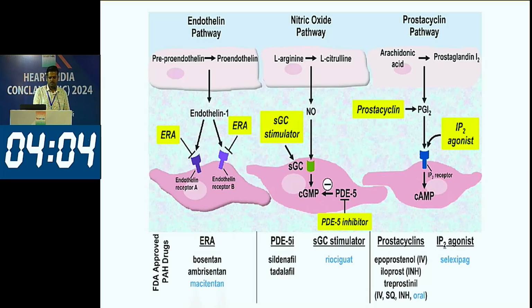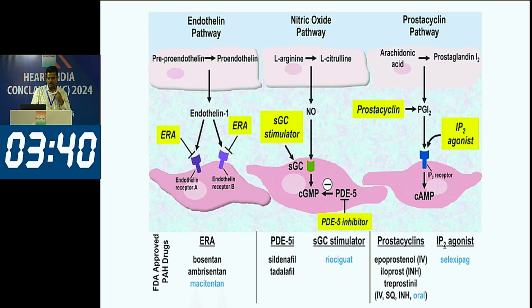Now the mainstay of treatment, the drugs which are FDA approved, they basically belong to three groups: endothelin pathway, that is bosentan, ambrisentan and macitentan, and then nitric oxide pathway, PDE5 inhibitors like sildenafil and tadalafil, and soluble guanylate cyclase stimulator like riociguat.